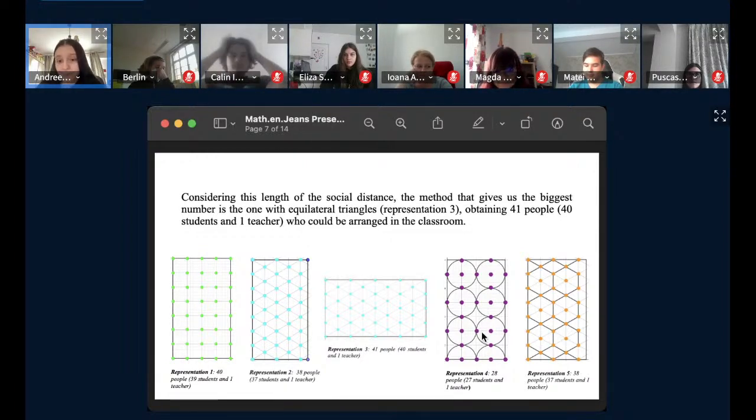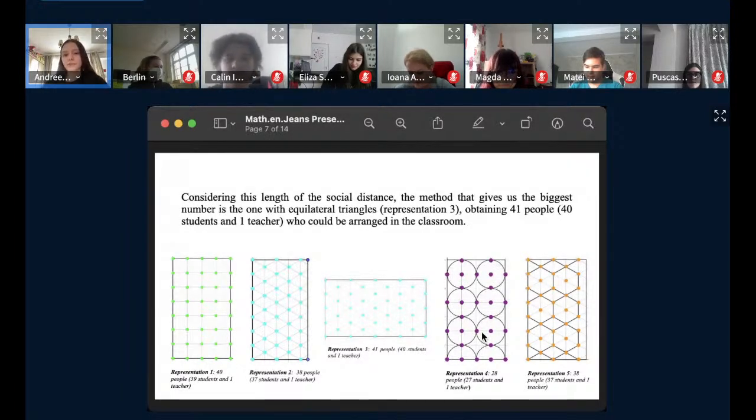Then the fourth one is with circles of a radius 2 meters. As you can see, we get a number of 28 people, which is not a really favorable number of people because it's a much smaller number. So this method is not that efficient. And finally, the last one with regular hexagons, we can place 38 people while respecting the social distance of 2 meters.